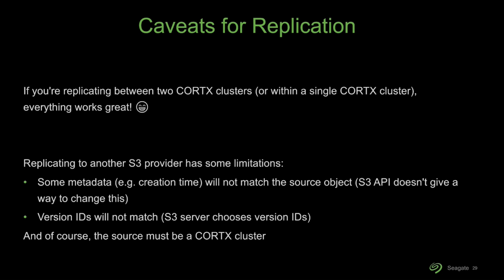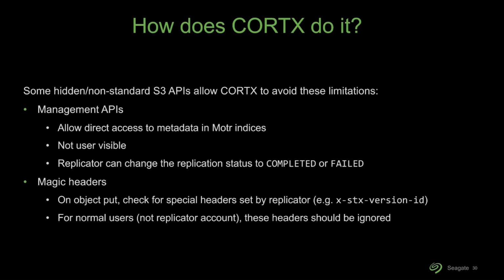And of course, to make the metadata updates for changing pending to completed or whatever, we need the source to be a CORTX cluster, because that is also not standard API for S3. So under the hood, the way CORTX does some of these metadata type operations to make sure that everything lines up correctly is that we have some internal management APIs for directly modifying metadata. So that's how we can flip from pending to completed. But those aren't something the user should be aware of.